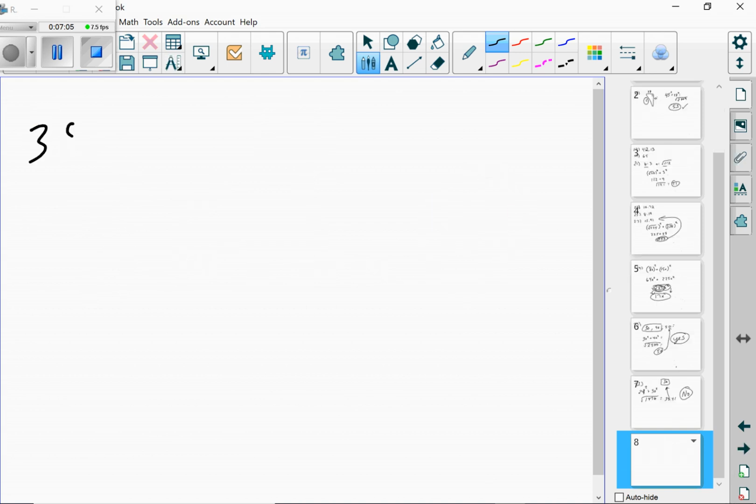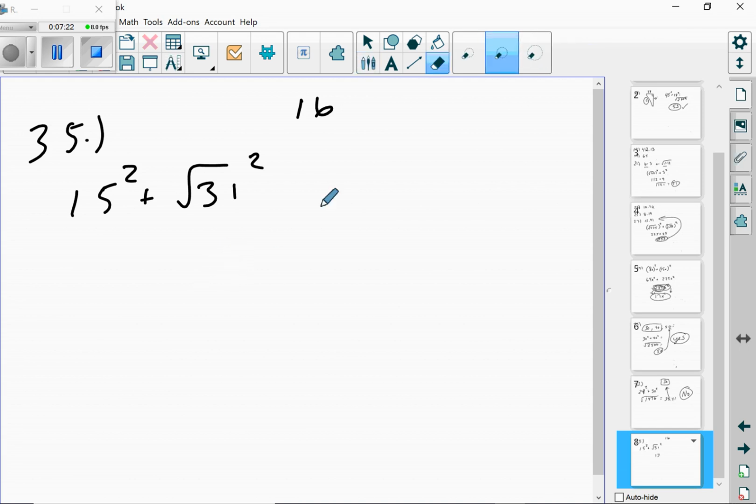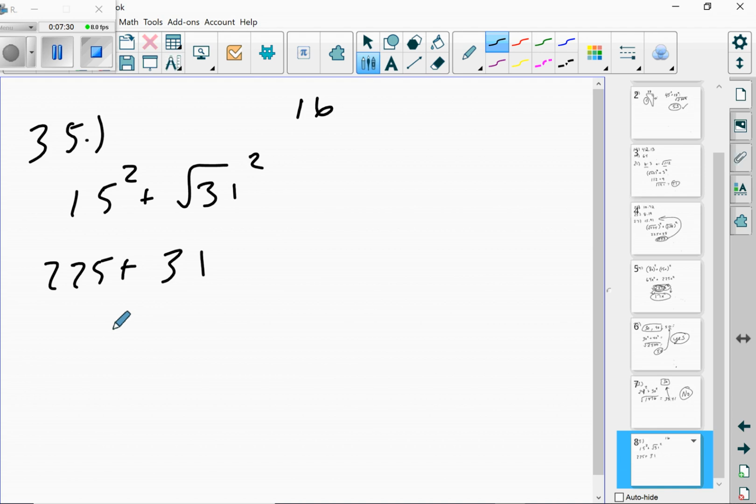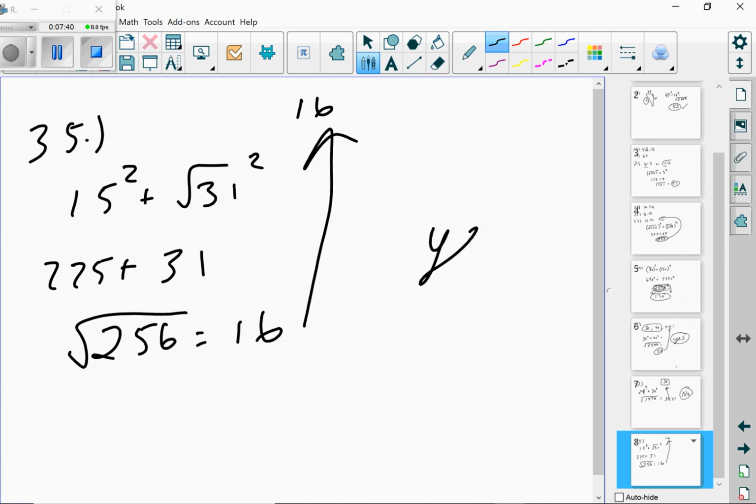Last problem, 35. I got 15. The square root of 31, which I know is around 5 or 6, and 16 is the hypotenuse. So I'm getting 31 plus 225, which equals, I don't know, 256. Yeah, and the square root of that equals 16. So we're yes on this one.